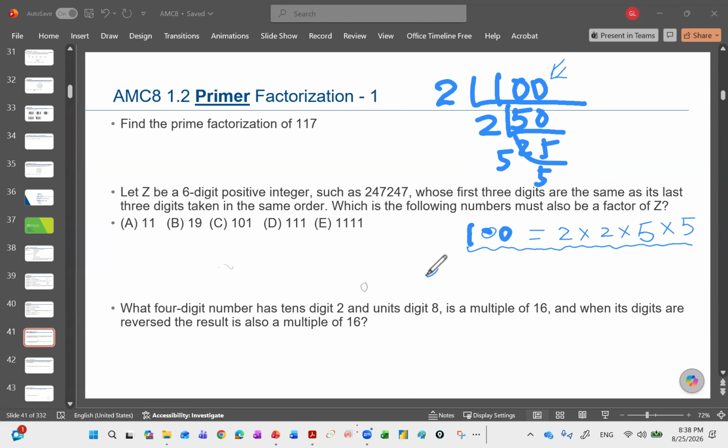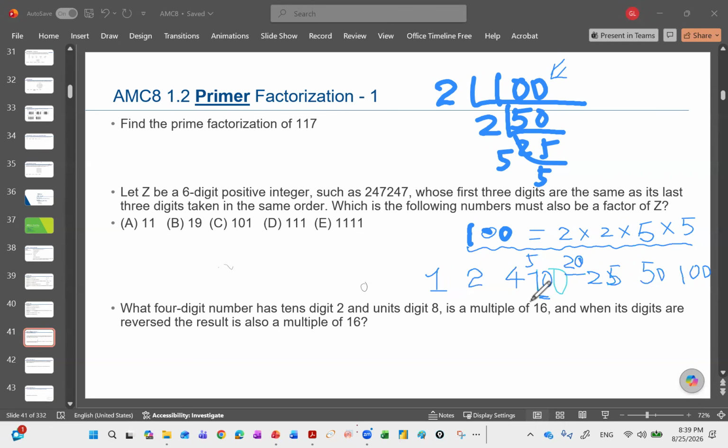So definitely 1 and 100, right? Definitely 2, and 50, right? Definitely 4 and 25. Did I list all of them? Did I miss something? What about 10? What about 20? Right? What about 5? 5 times 20, 10 times 10, right?